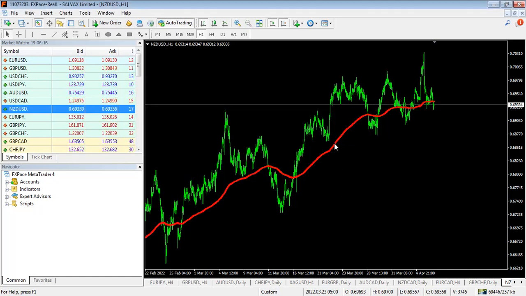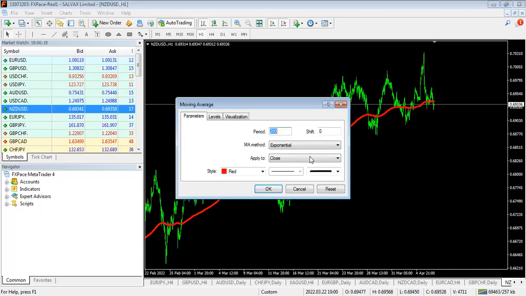I point on it to show. Once it shows the name, I point on it. It shows the name. Then I double click on it. I can return it. Okay, so let's try this 200 moving average.